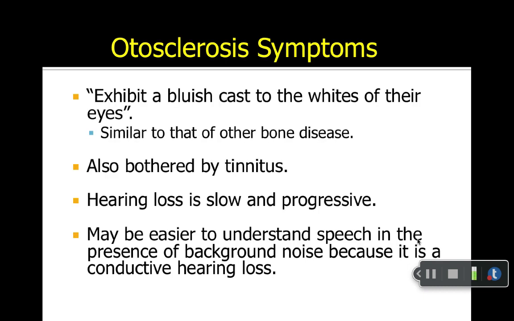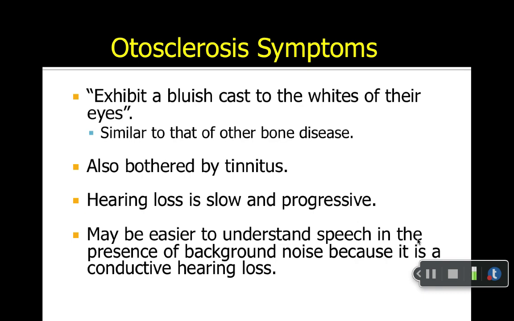Symptoms include a bluish cast to the whites of the eyes. It's a bone disorder, so symptoms are similar to that of other bone disorders. People also complain that they're bothered by tinnitus. The hearing loss is slow and progressive. It starts in the low frequencies, and then it'll travel, kind of become flat to the higher frequencies.